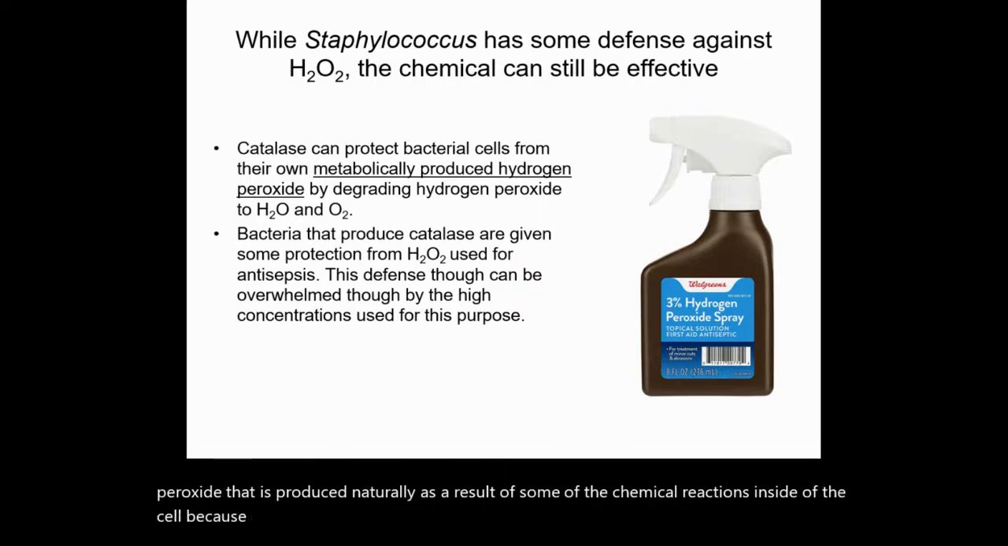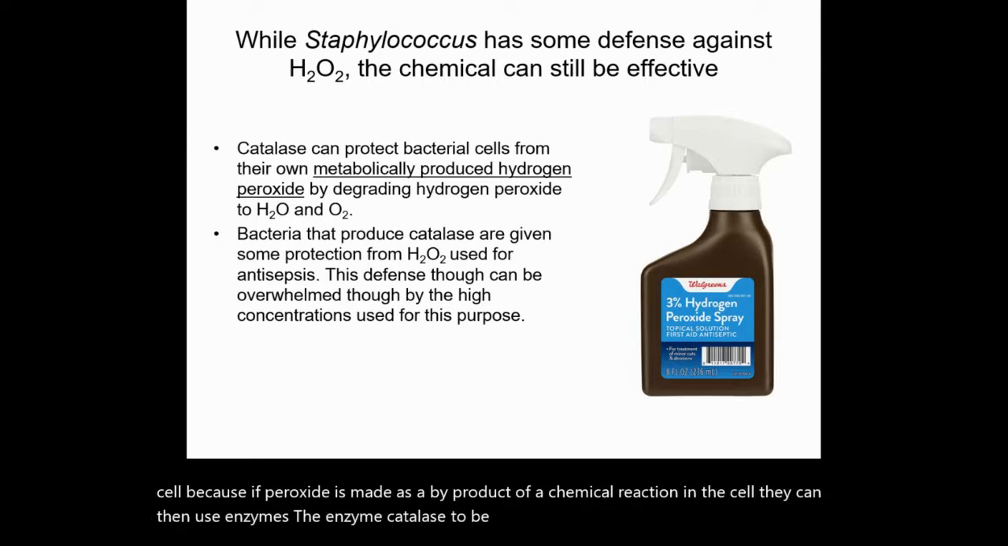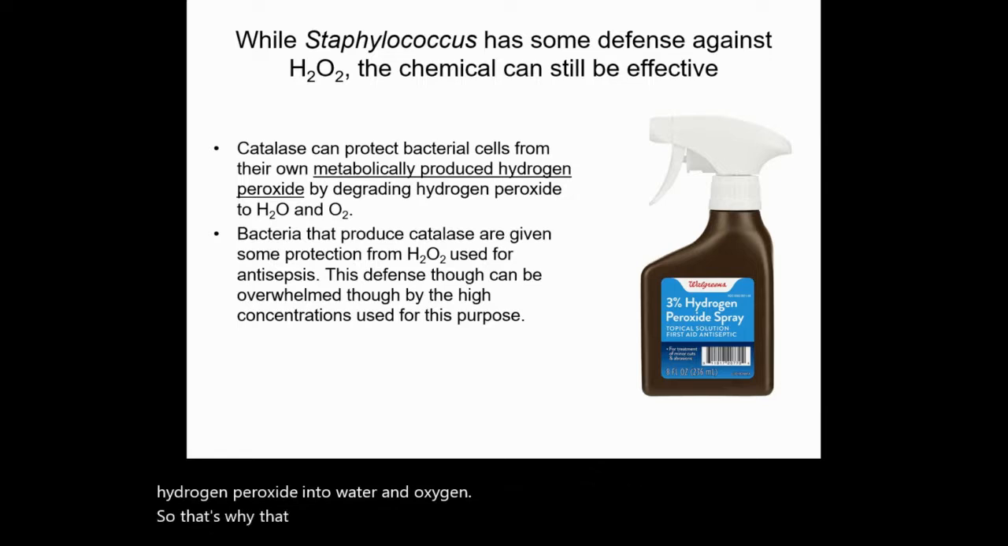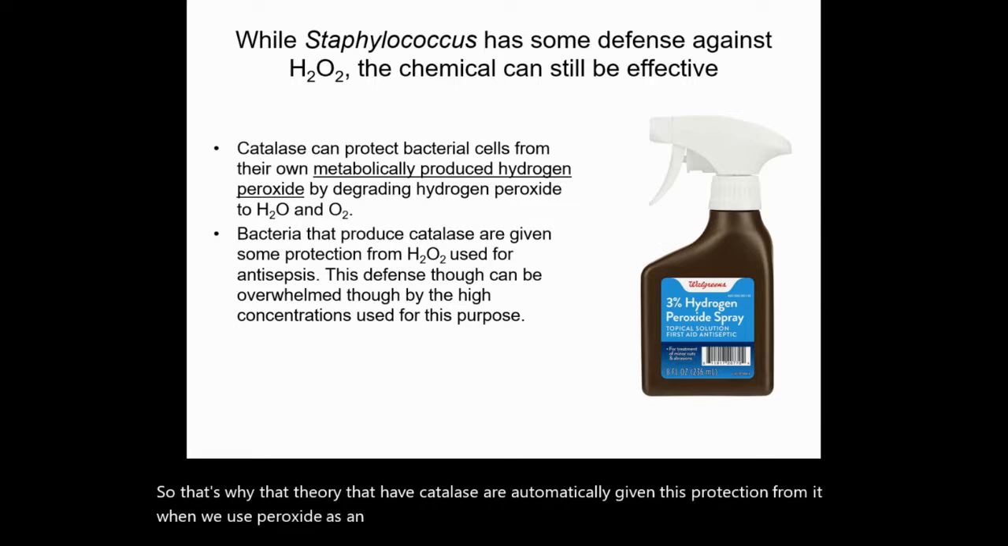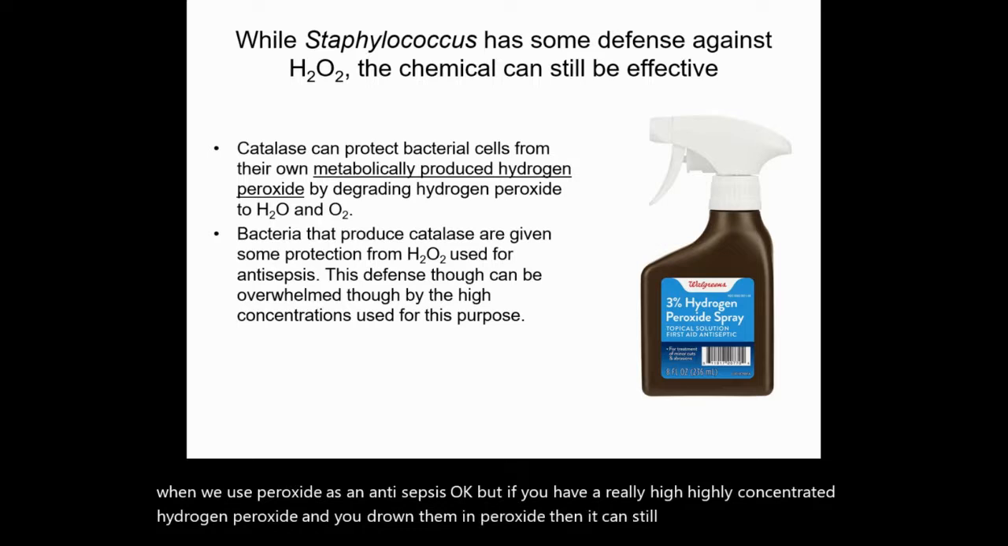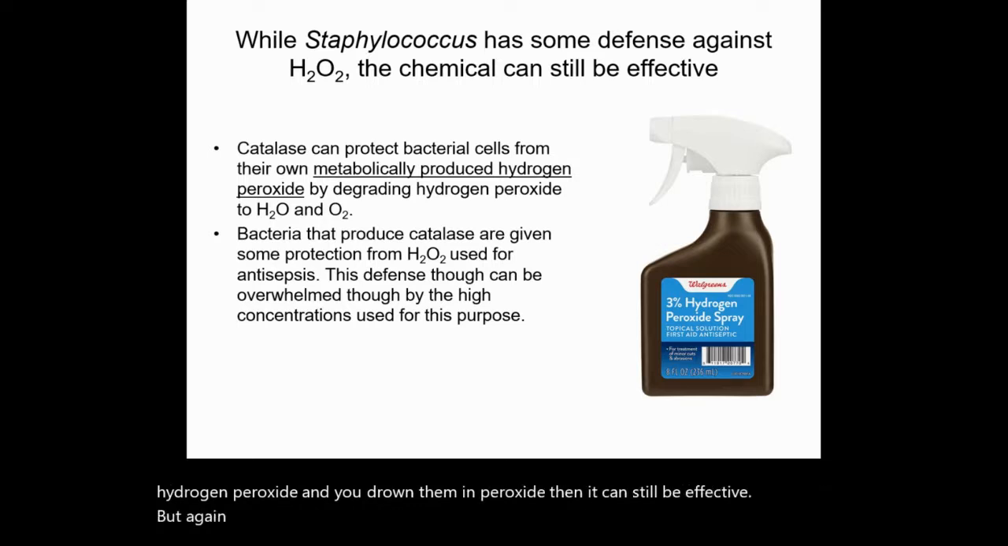Because if peroxide is made as a byproduct of a chemical reaction in the cell, they can then use the enzyme catalase to immediately break down that dangerous hydrogen peroxide into water and oxygen. Okay, so that's why bacteria that have catalase are automatically given this protection from it when we use peroxide as an antiseptic. But if you have a really highly concentrated hydrogen peroxide and you drown them in peroxide, then it can still be effective. Okay, but again, hydrogen peroxide is better on inanimate surfaces than flesh wounds.